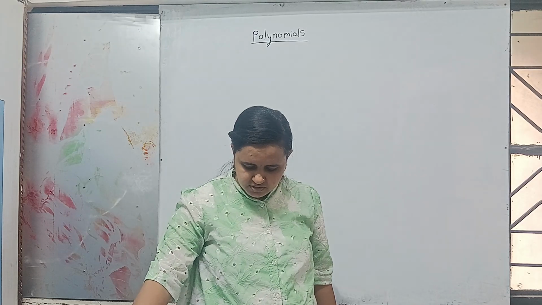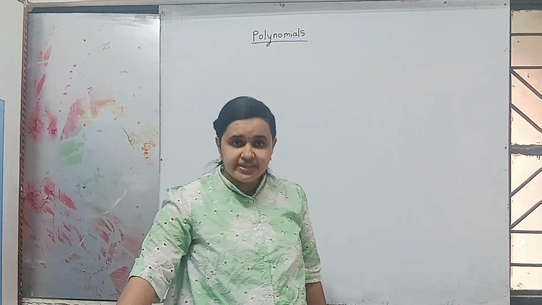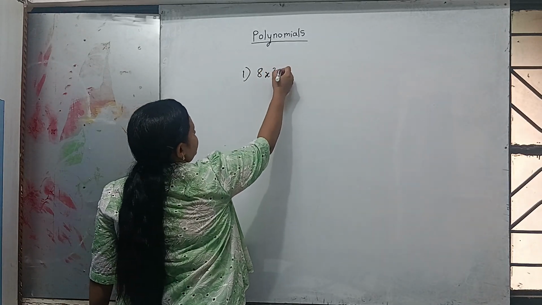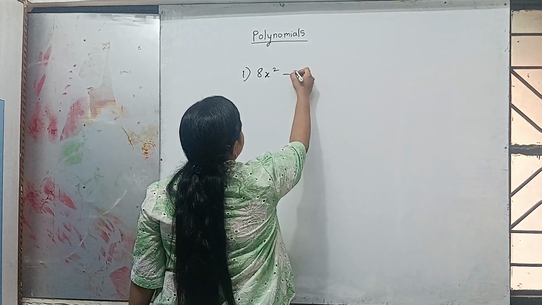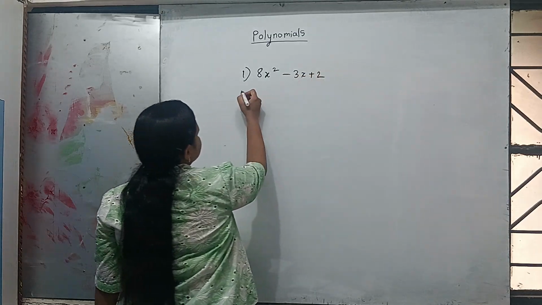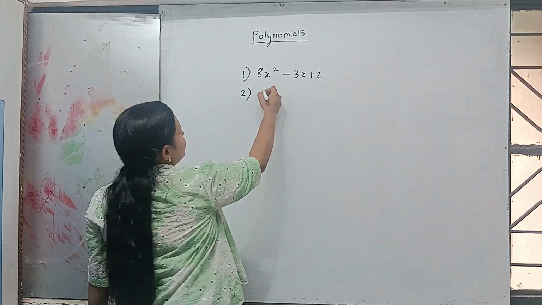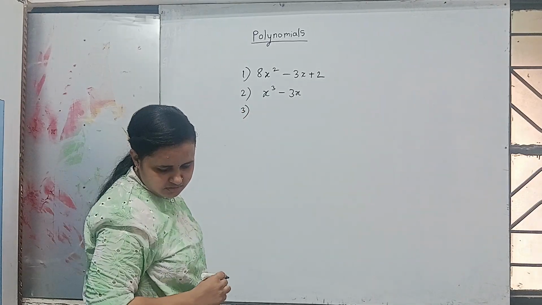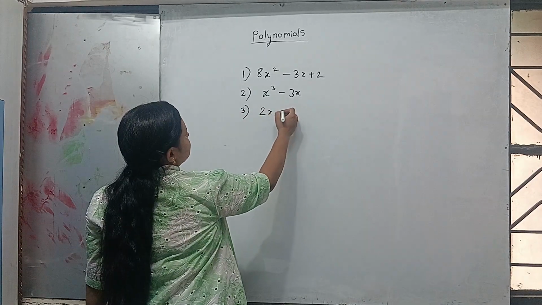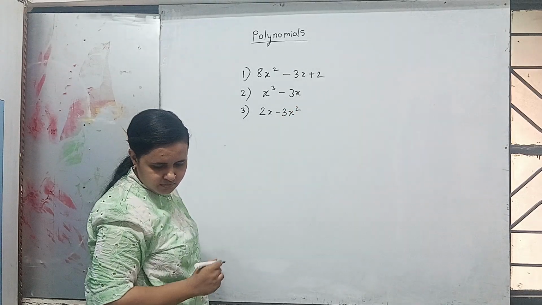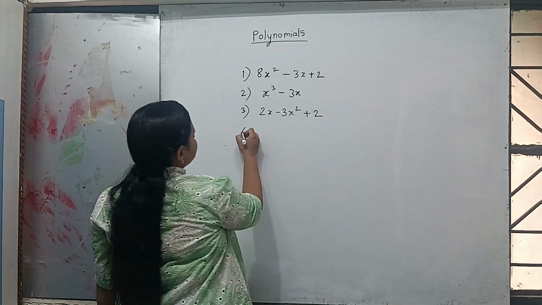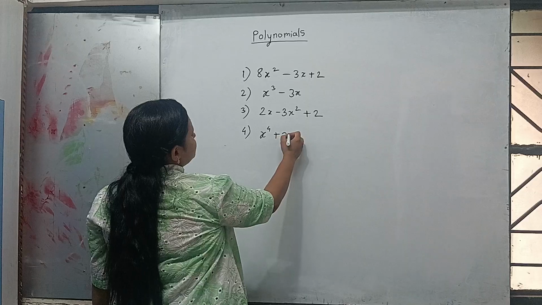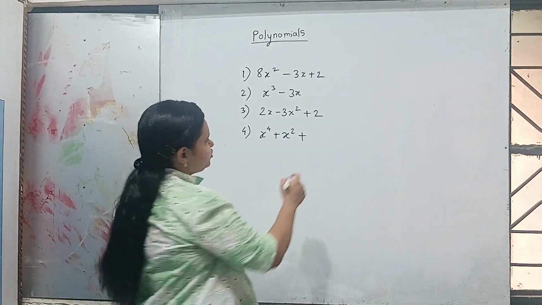Now, seventh question. Among the following, a trinomial is? It is a multi-correct type question. First option is 8x square minus 3x plus 2. Second one is x cube minus 3x. Third one is 2x minus 3x square plus 2. And fourth option is x to the power 4 plus x to the power 2 plus 2.